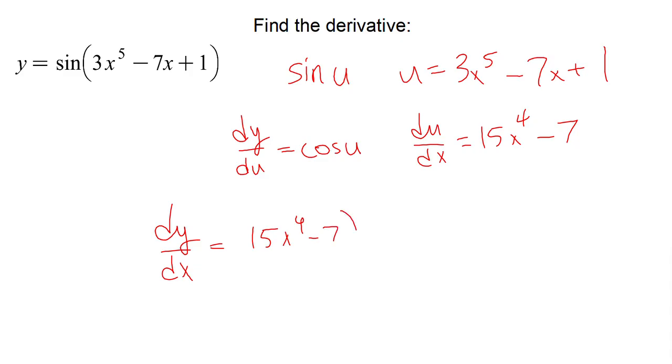I didn't do this on the last one, but normally with these, I'll try and write the 15x to the 4th minus 7, that little polynomial function, out in front. And then we'll put the cosine after, because sometimes if you don't do the cosine after, it makes it look like you have both of those things inside the argument of the cosine, whereas we want to make it clear that the 15x to the 4th minus 7 is just being multiplied by that cosine. It's not part of the cosine.